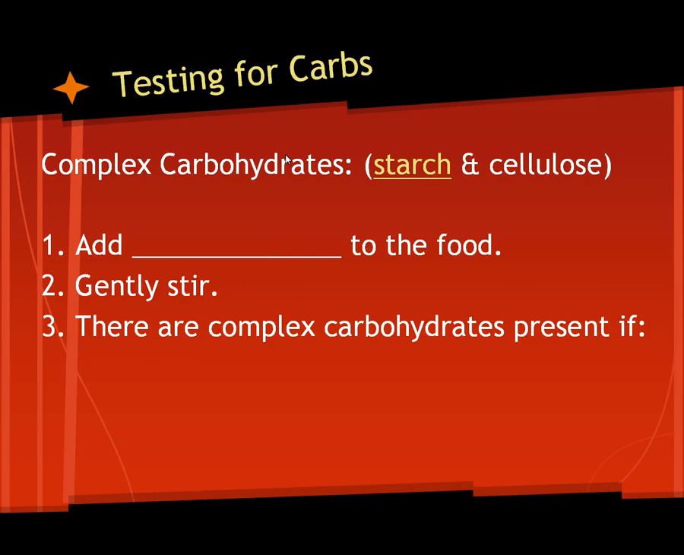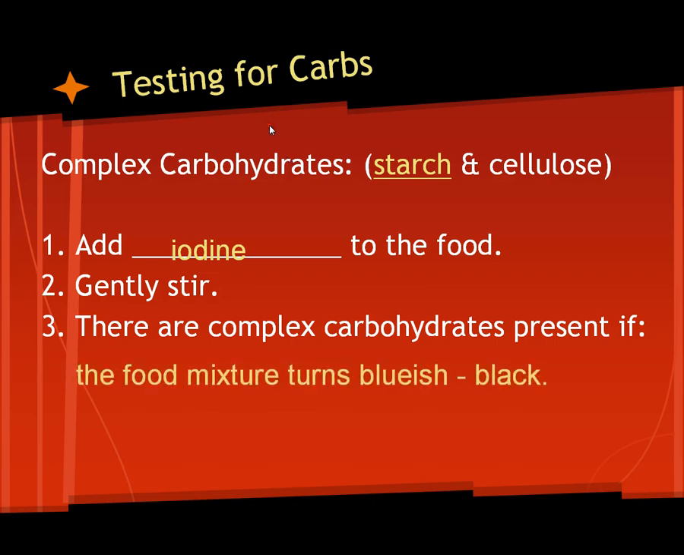Testing for complex carbohydrates, such as starch and cellulose, you add iodine to the food. Gently stir it up if it's a liquid. If not, you can simply place it right on the food. And if complex carbohydrates are present, then the iodine will turn a bluish, like a very, very dark blue to black color. It will not be brown, it will not be green, it will not be any other color, but a deep, deep, deep blue to blackish color.